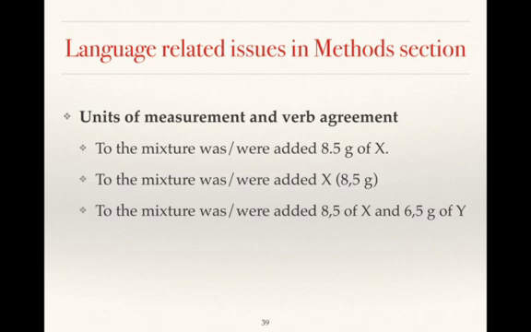Right, so the first one is: the mixture was added. The second one is: the mixture was added. But the last one we have: the mixture were added. You can see why, obviously, because we have two quantities there.